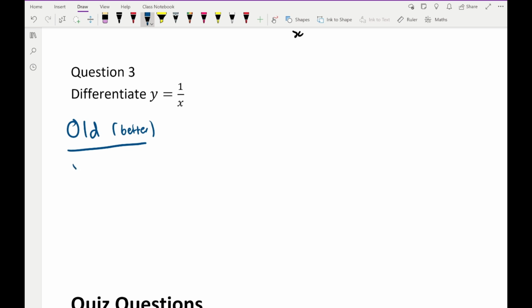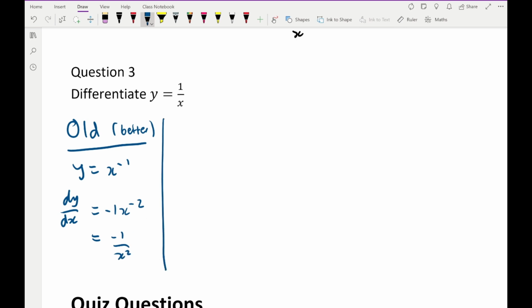So y would equal x to the minus 1, so dy dx would equal minus 1x to the minus 2, or in other words, minus 1 over x squared. So that's the old way of doing it before we knew the quotient rule, and now we're going to do the quotient rule. Now the reason that I say the old way is better is because that's going to be a lot quicker, as we'll see.